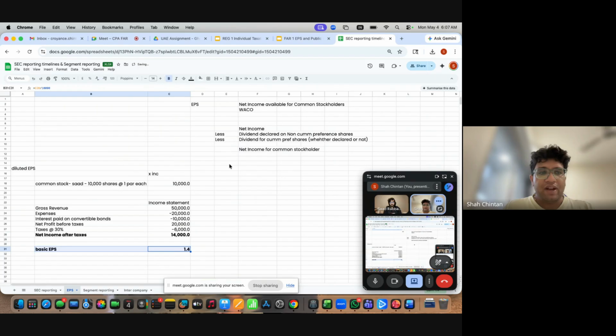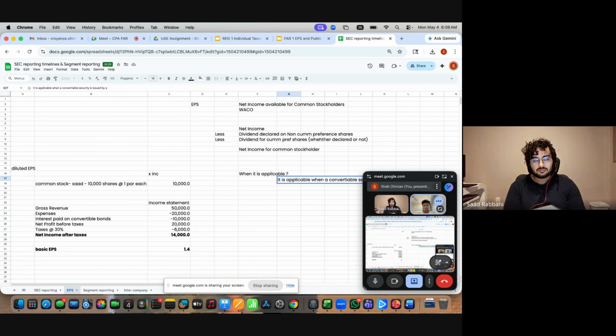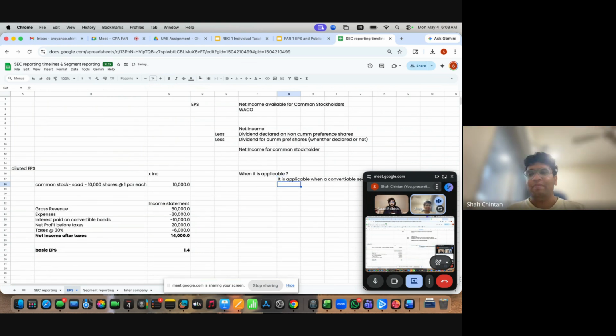Now, when is diluted EPS applicable? So the first question is when it is applicable. It is applicable when a convertible security is issued by a company. Now, what is the meaning of convertible security? Today the item is a liability for the company, but tomorrow instead of repaying the debt, the company will issue them an equity share or a common share.